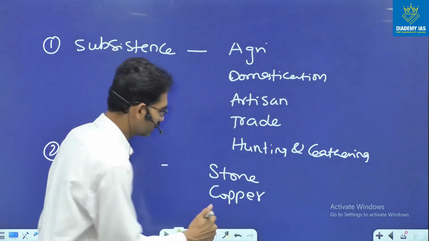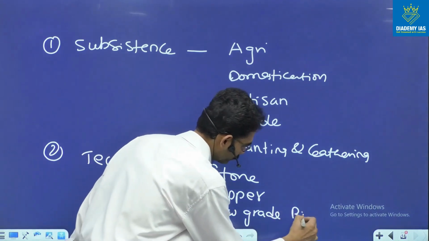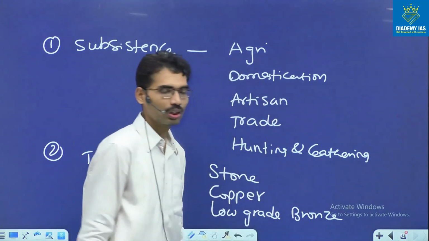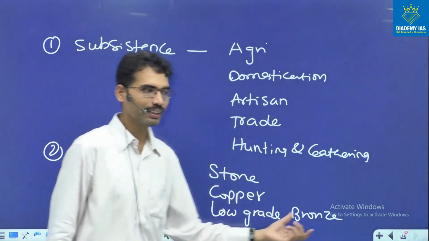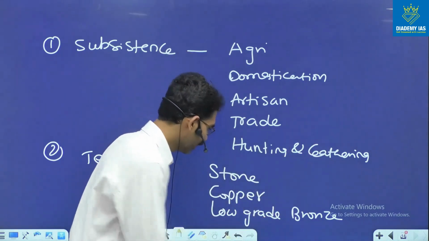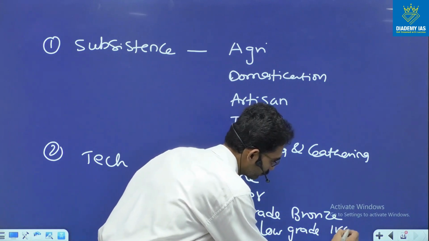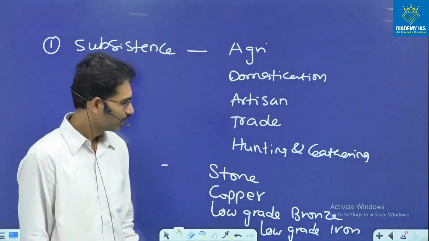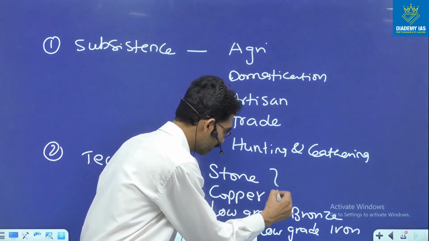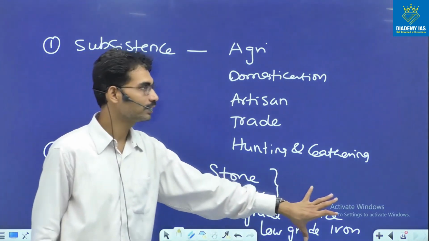In some places, low grade bronze. Just low grade. It is not like the Harappan people. Harappan people used bronze at a very high level. And even in some places, low grade iron. They utilized it, but the dominant things are stone and copper. This is the metal usage.